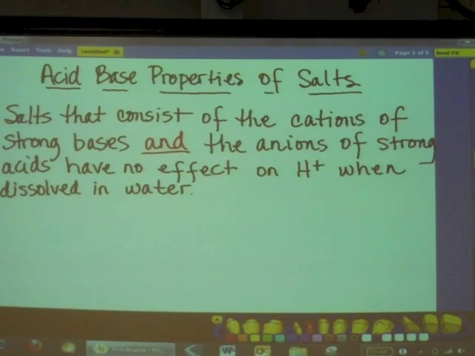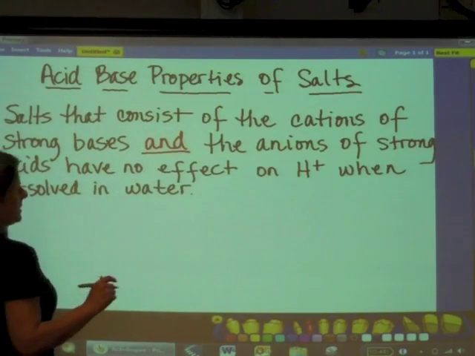Today is called the acid-base properties of salts. Salts, which are ionic compounds, that consist of the cations of strong bases and the anions of strong acids have no effect on hydrogen ion when they are dissolved in water. Okay, why is that the case?